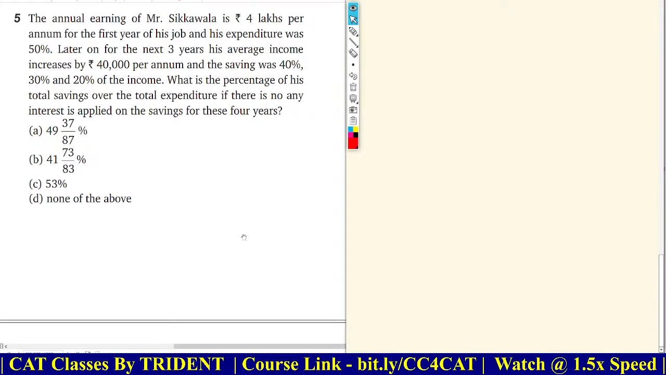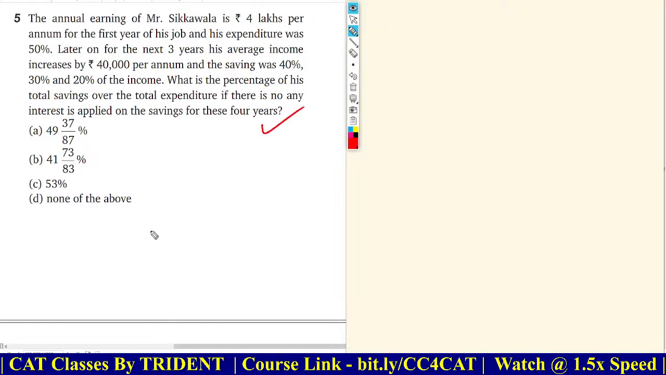Now, this question says that the annual earning of Mr. Sikkawala is 4 lakh per annum for the first year of his job, and his expenditure was 50%. Later on, for the next 3 years, his average income increased by 40,000 per annum, and the saving was 40%, 30%, and 20% of the income. What is the percentage of the total saving over total expenditure if there is no interest applied on the saving for these 4 years?